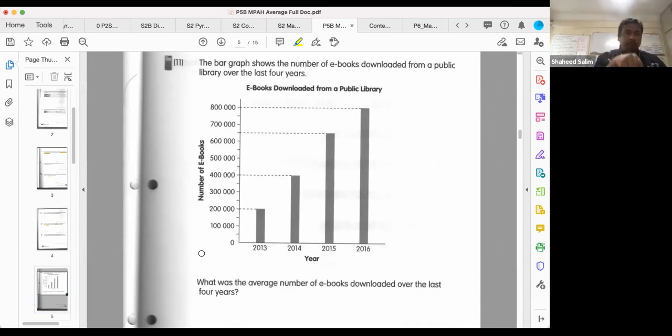Average means total over number. Total number of downloading divided by the number of years.